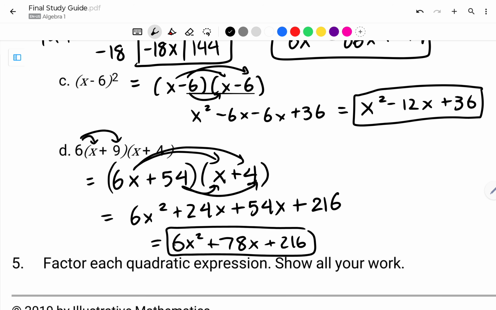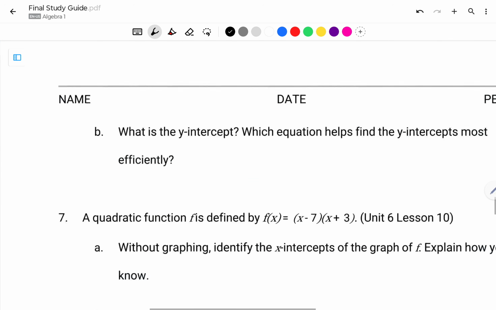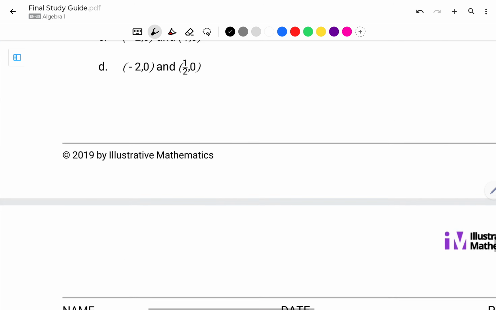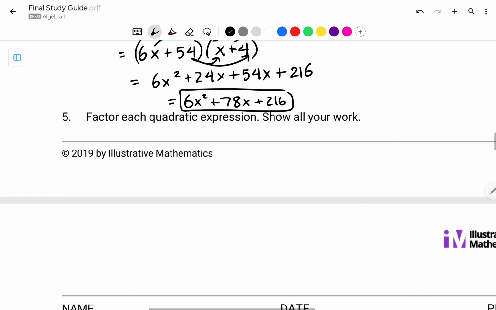Just practice distributing. This is really important for you to know when you move on to your next classes, whether it's geometry, algebra 2. Okay, let's keep going. Whoa, how many questions? Whoa. We're halfway done.